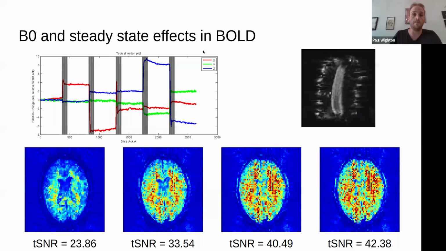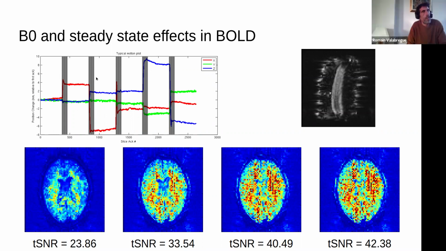Can I ask just a small question about this steady state effect? The results you show, you compute the TSNR after correcting for motion, right? Yes, this is after. I believe it's been a while, but I think this is after a slice by slice correction for motion.